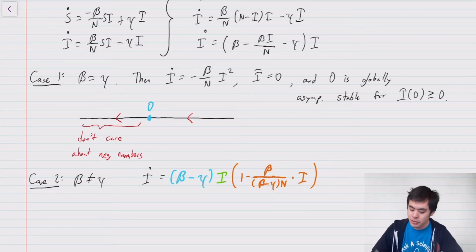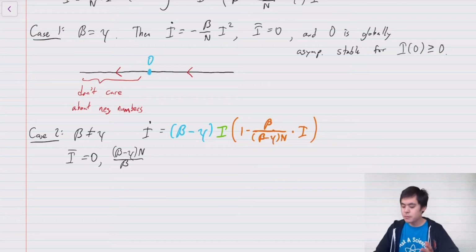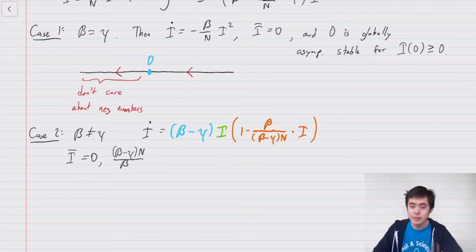And, well, let's compute the equilibria. So then we know that I bar is going to be equal to 0, or it's going to be equal to (beta minus gamma) over beta times N. Okay? So that's just setting it equal to 0, because we know that beta is not equal to gamma, and so therefore the blue term can't be equal to 0.